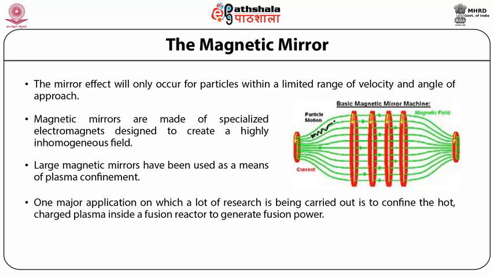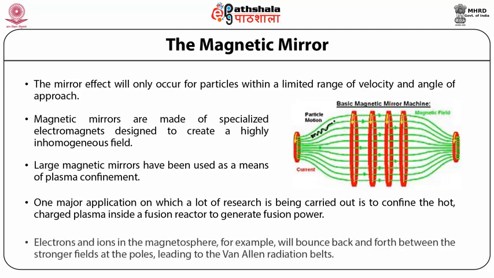By the late 1960s, magnetic mirror confinement was considered a viable technique for producing fusion. Magnetic mirrors also play an important role in other types of magnetic fusion energy devices such as tokamaks. Magnetic mirrors also occur in nature. Electrons and ions in the magnetosphere, for example, will bounce back and forth between the stronger field at the poles, leading to the Van Allen radiation belt.